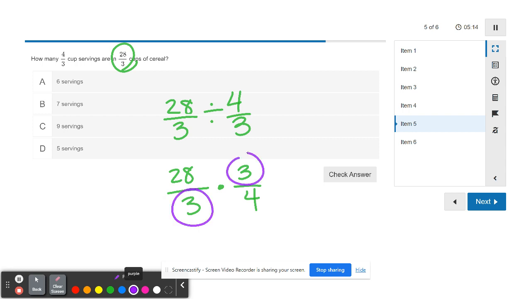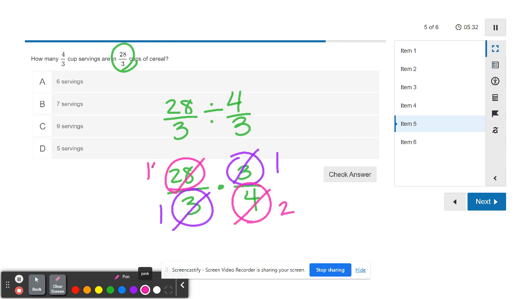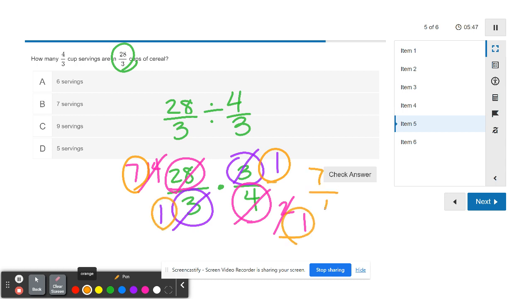We know that 3 and 3 have 3 in common, so those will cross cancel to 1. And then we have 28 and we have 4. And we can divide both of those by 2, and we would get 14. And once again, we can divide again. That would be 1 and 7. So when you multiply straight across, 7 times 1 is 7, and 1 times 1 is just 1. So our answer is 7.